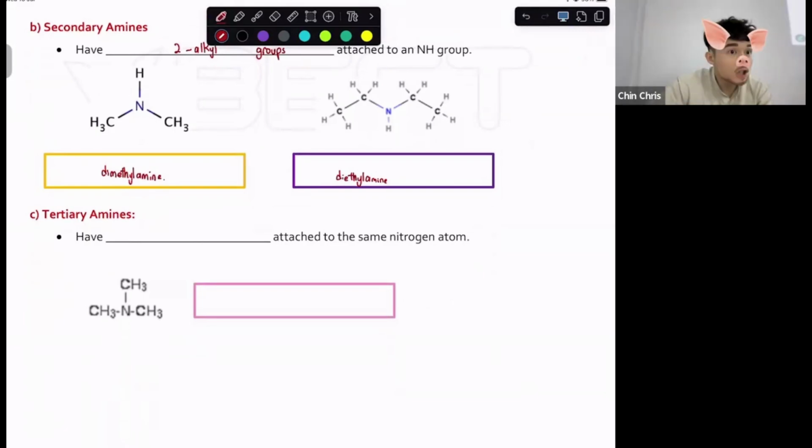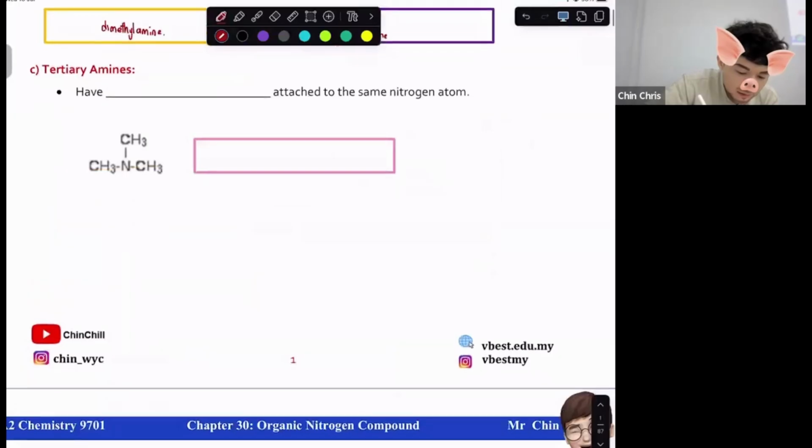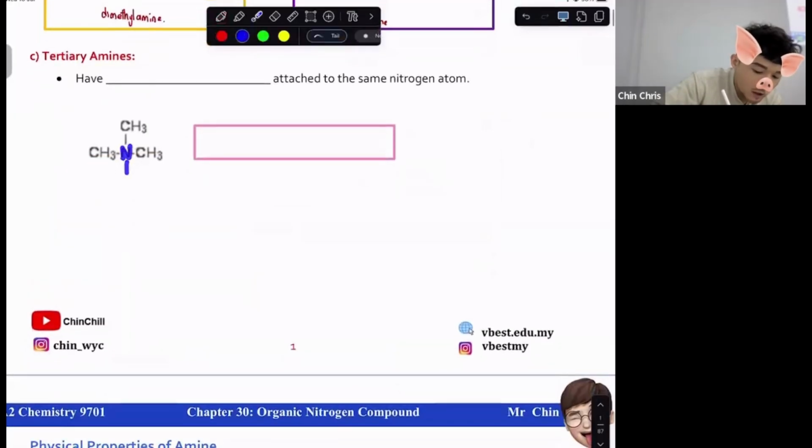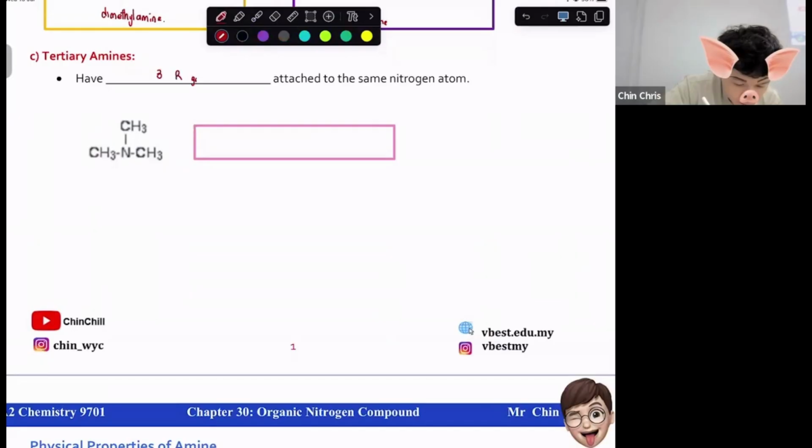Alright guys, for tertiary amine, basically the nitrogen is no longer bonded to any hydrogen. All the hydrogens are substituted. So you get 3 alkyl groups. So this we call trimethylamine.